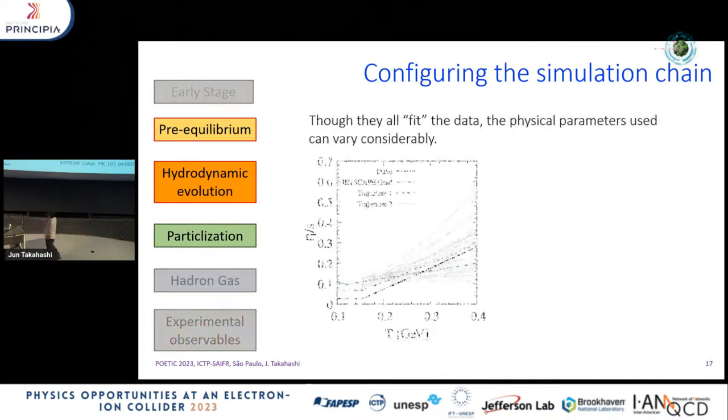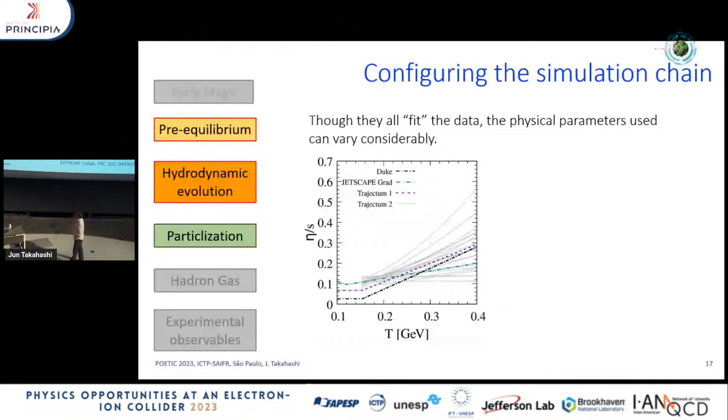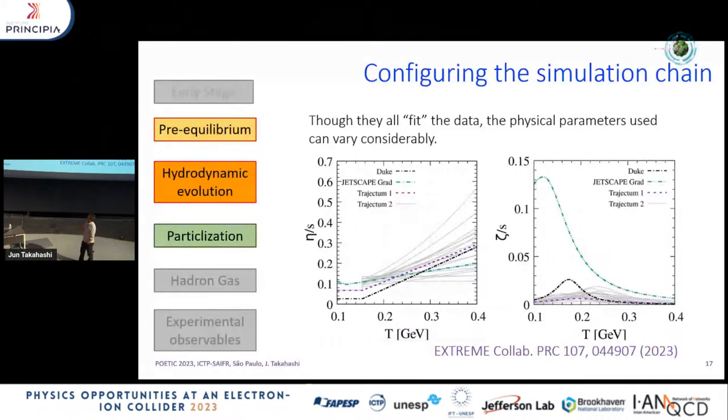Even though the experimental data that are fitted are equal, they all equally fit the experimental data, you can see that the parameters used in the chains are very different. This is shear viscosity, the transport coefficient of the hydrodynamic evolution part. And these are the different curves that the different models from the different groups used. You can see that they vary a lot. The bulk viscosity varies a lot between the different models. So even though the experimental result is the same, meaning they can describe the experimental data, the actual physics that they put into every chain is very different. So that is an important point here.